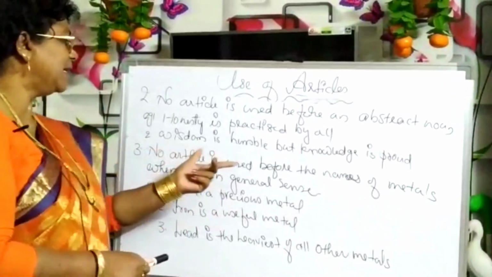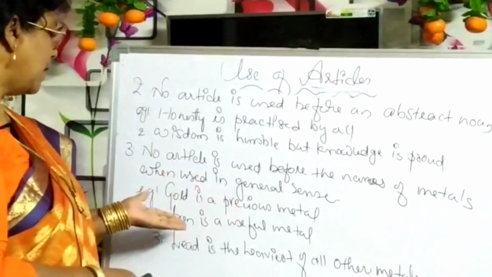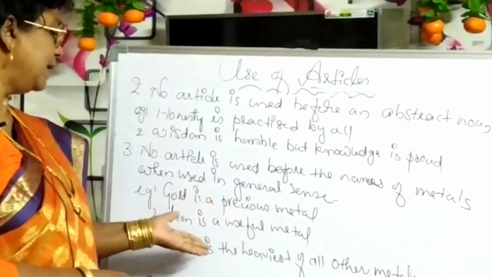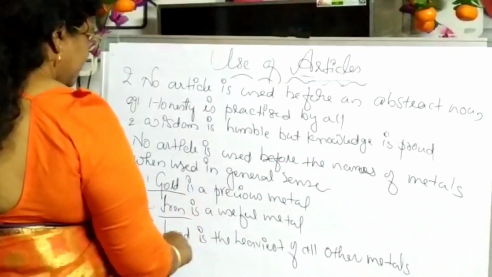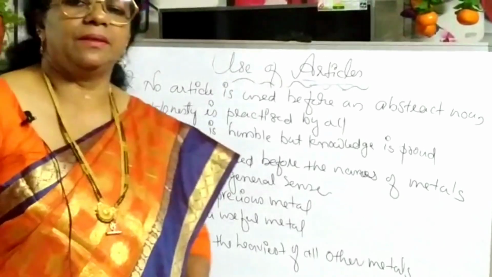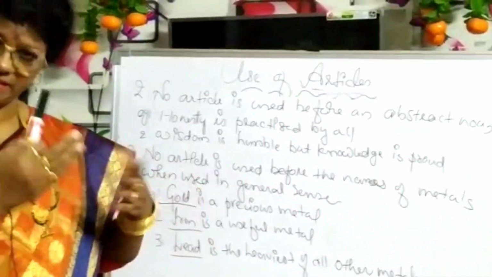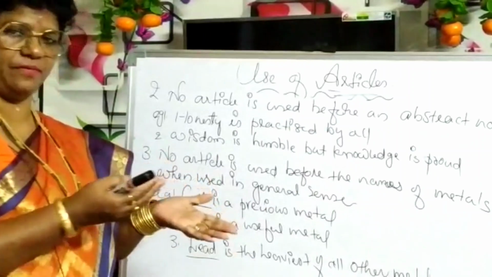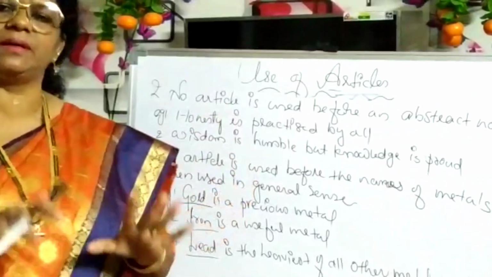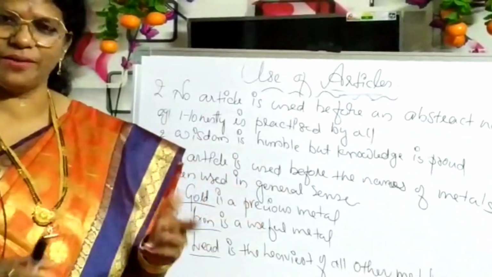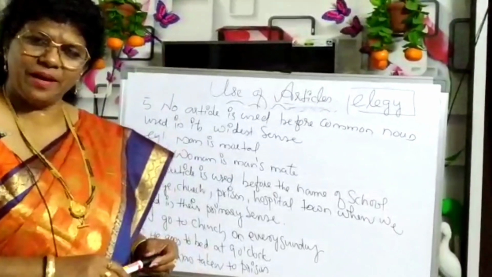Then, no article is used before the names of metals. See, gold is precious metal. Iron is useful metal. Lead is the heaviest of all other metals. Here all we are not using the gold, the iron, the lead. So here we can omit the article the. That also if we talk in general sense, after we are making ornaments and if we want to use, we can use it. But in general sense, we are not supposed to use article before this. What do you say? Okay, na? Okay, fine. Are you all happy with me?